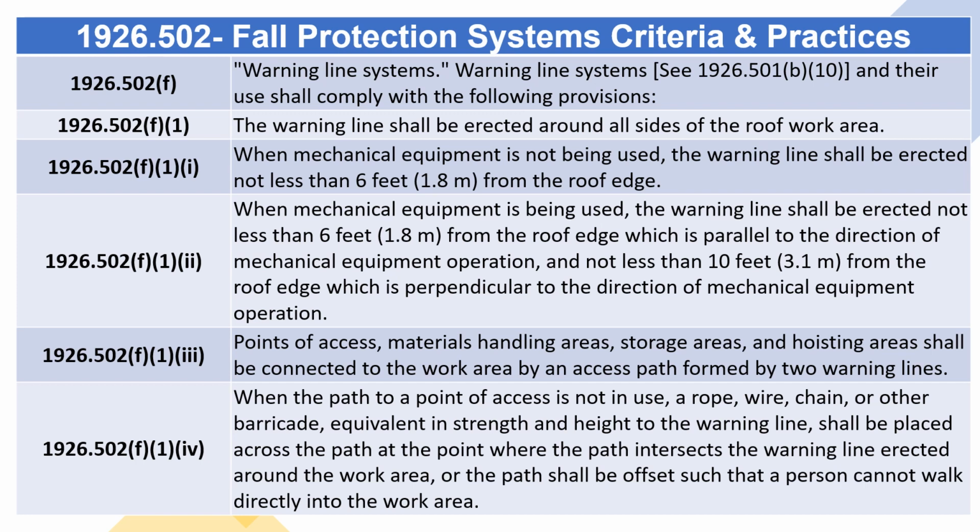Points of access, materials handling areas, storage areas, and hoisting areas shall be connected to the work area by an access path formed by 2 warning lines. When the path to a point of access is not in use, a rope, wire, chain, or other barricade, equivalent in strength and height to the warning line, shall be placed across the path at the point where the path intersects the warning line erected around the work area, or the path shall be offset such that a person cannot walk directly into the work area.